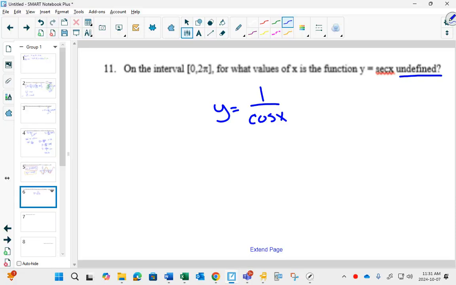On your pi plate, when is cos x equal to 0? That's your x coordinate, that's at pi over 2 and 3 pi over 2. So those would be the values that would be not allowed.